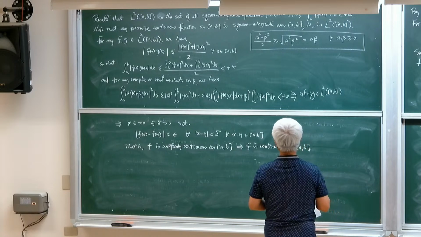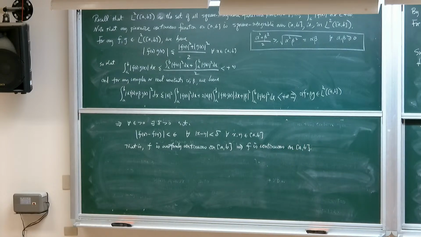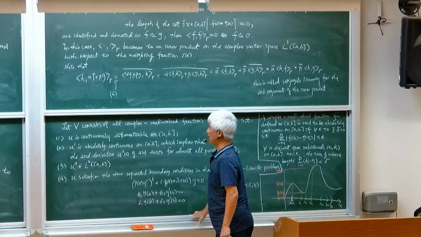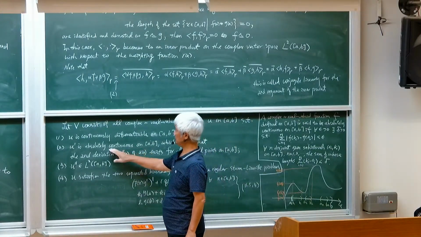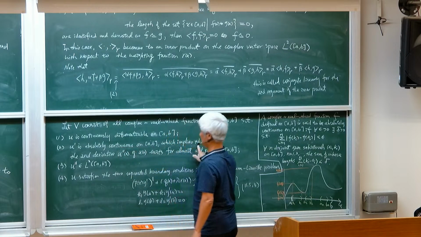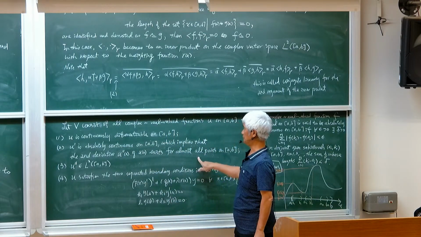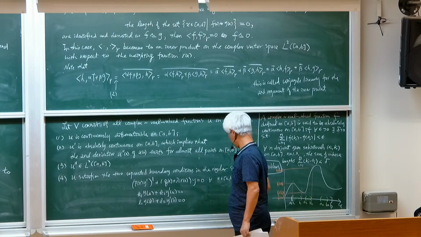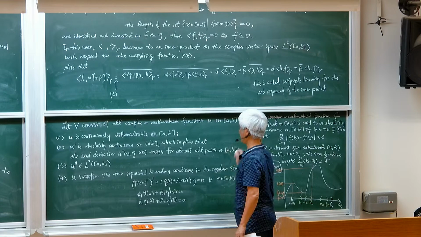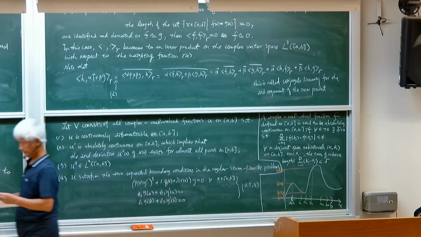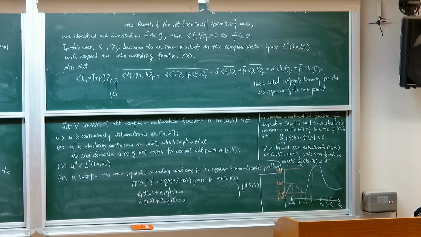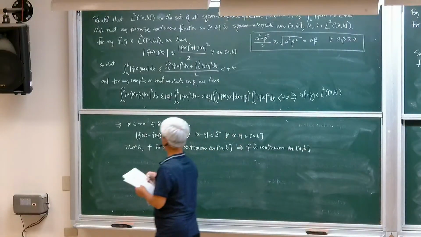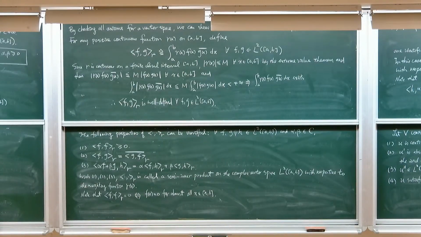Right. So the full conditions. And absolute continuity implies that the derivative exists for almost all points on [a, b]. This is a result in analysis. So this is our remark.